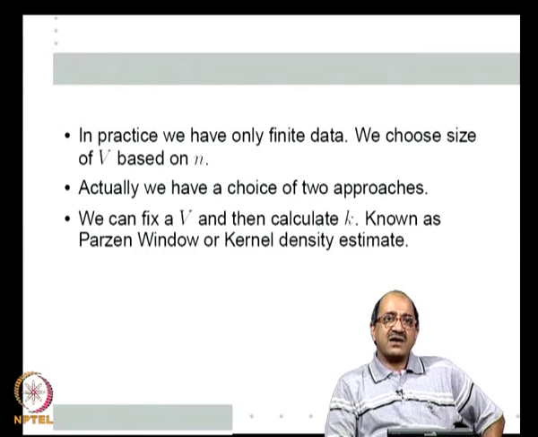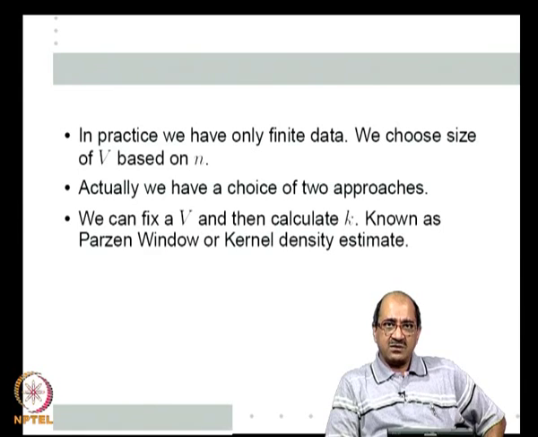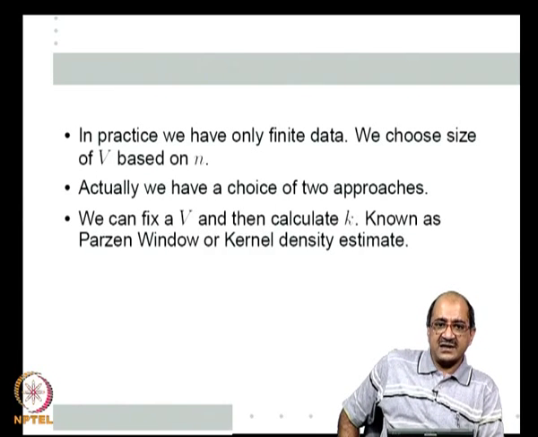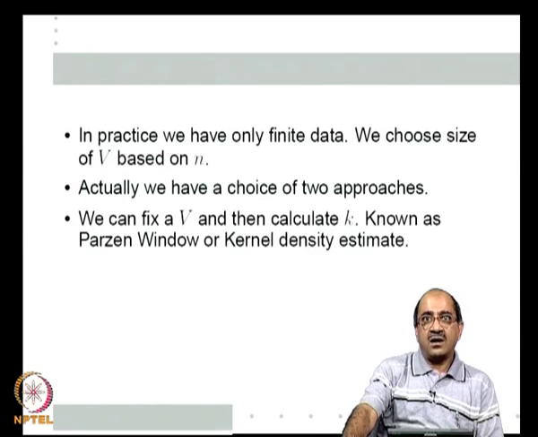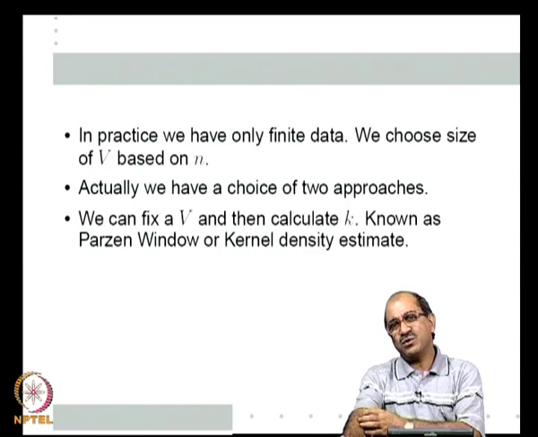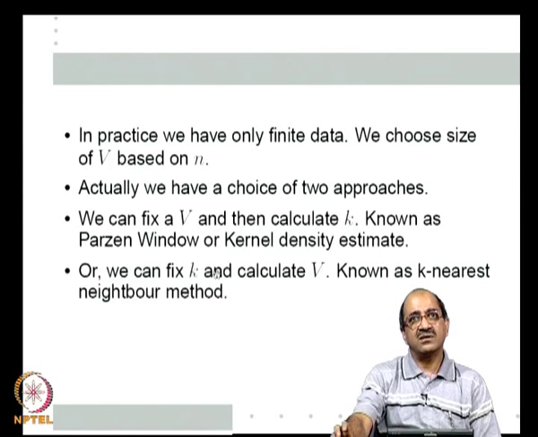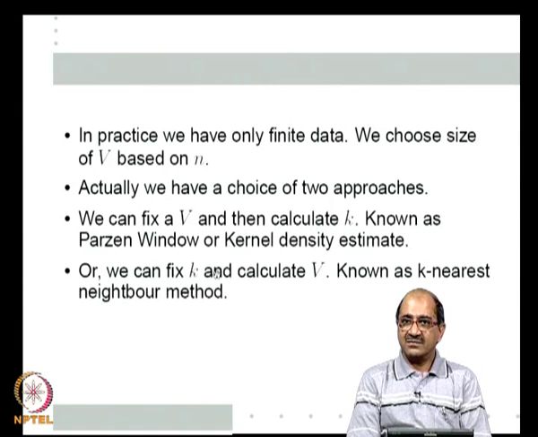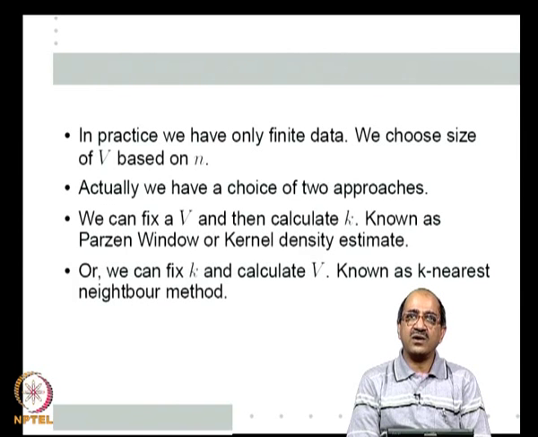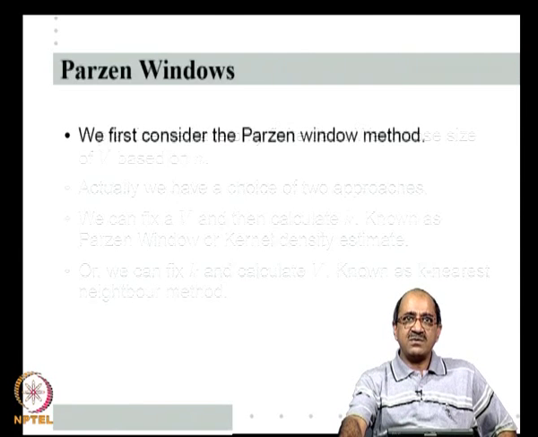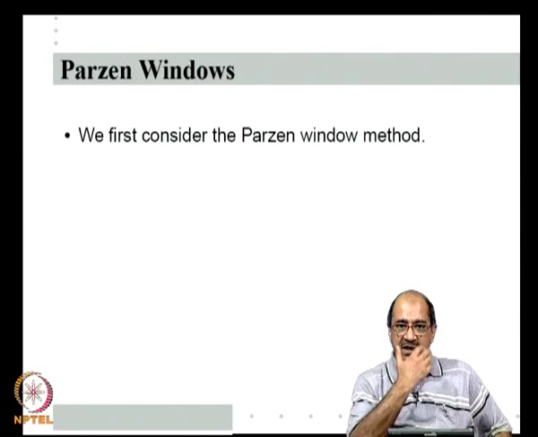One is we can fix a volume element V, as we have been doing so far, and count k. This is known as Parzen window or kernel density estimate. Or we can do it the other way, because we want k to be reasonable and we do not know what V will give k reasonable. We fix a k, and then given an x, we ask how much volume do I have to include around x, so that at least k of them fall into that volume. This is called k nearest neighbor method. So, we will look at both of them, but we will first start with Parzen.